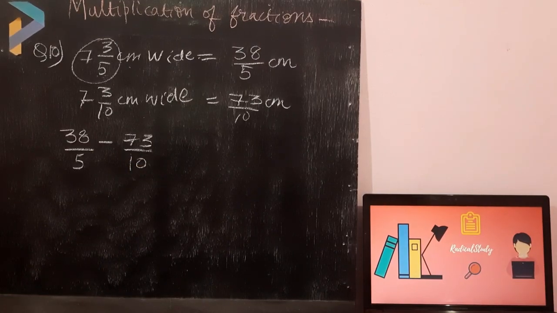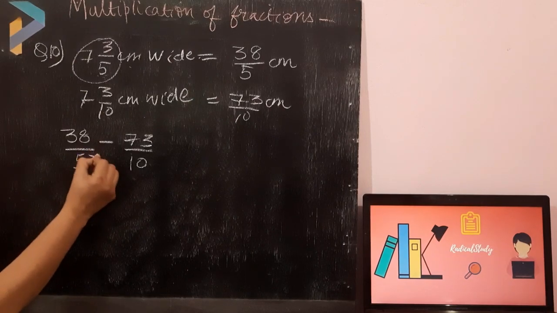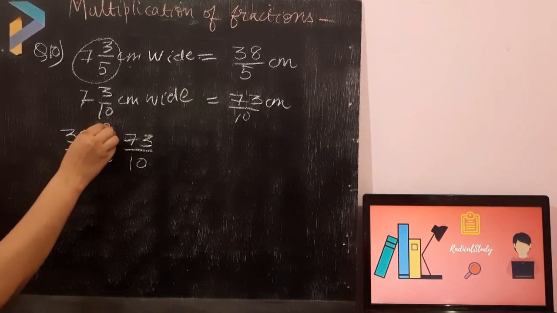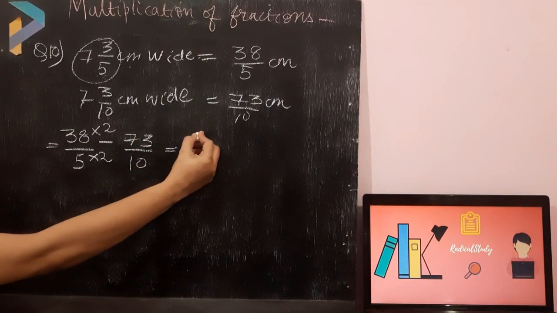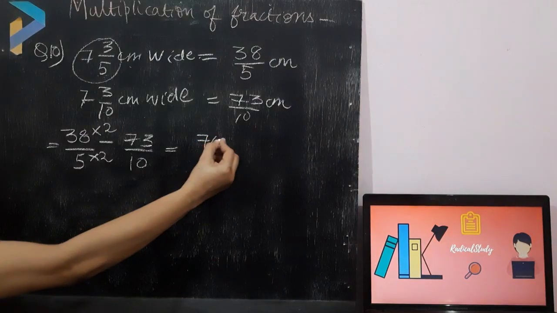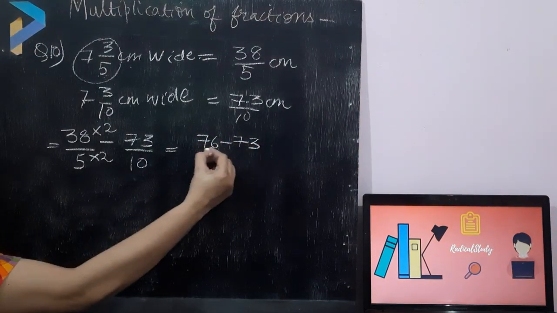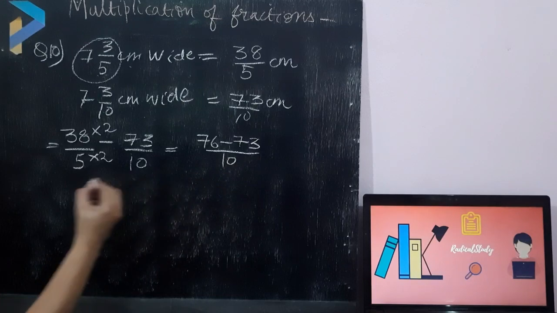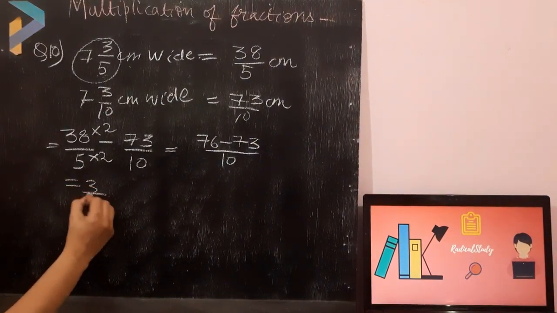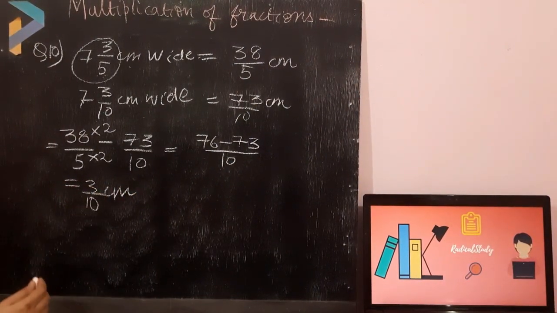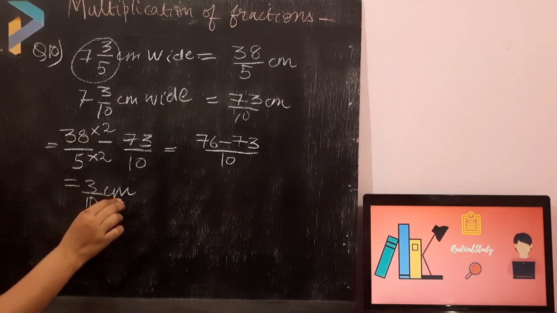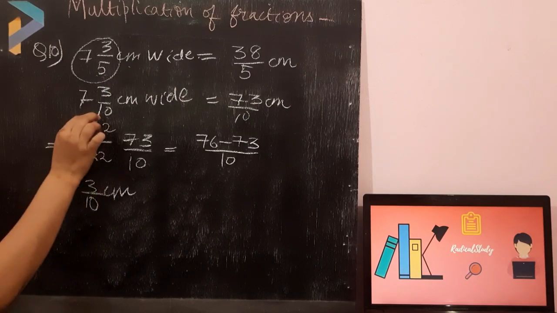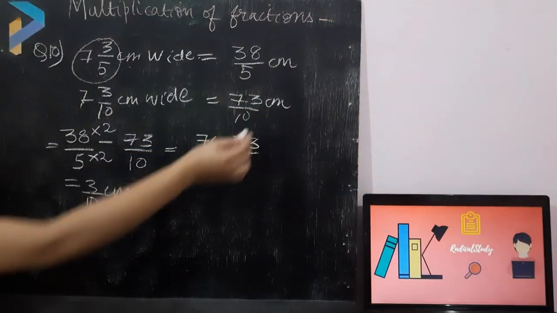Now what is the LCM of 5 and 10? The LCM of 5 and 10 will be 10. So to make it 10, I am going to multiply it by 2. So once I multiply it by 2, it will become 76 minus 73 upon 10. So the answer will be 3 upon 10 centimeter. So the final statement will be the picture should be trimmed by 3 by 10 centimeter in order to fit in the frame of 73 upon 10 centimeter.